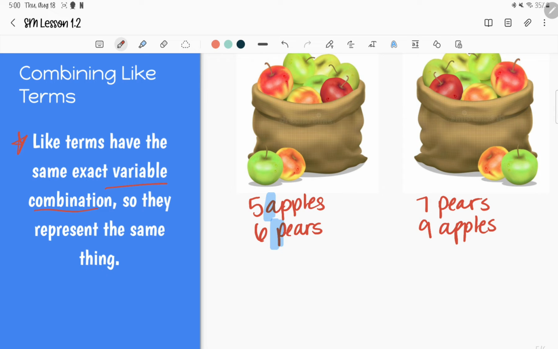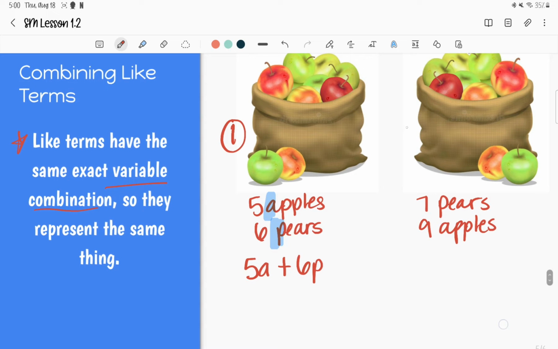So if I was going to write an expression to represent this first grocery bag, I'm going to write, I have 5 apples, plus in the bag, I have 6 pears. Now notice how I didn't put 11. I do have 11 objects in that bag, but I'm separating because technically I can't combine apples and pears together. I have to count them separately, away from each other. So for this second bag over here, I would do 7 pears plus 9 apples.